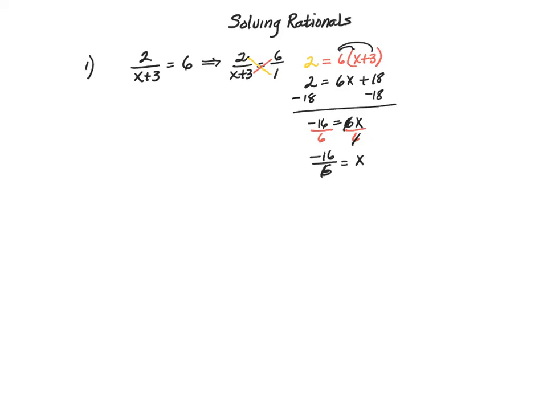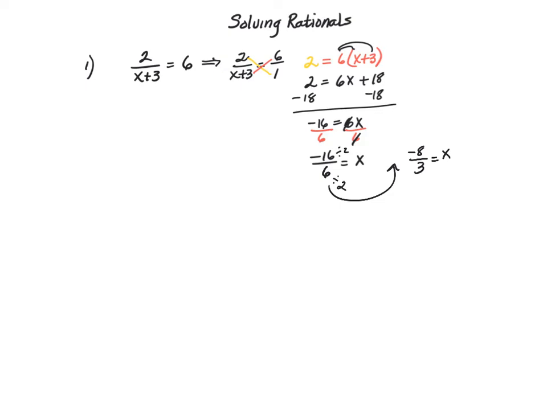Negative 16 over 6, we can all see, can very easily be reduced. Let me get rid of that and try again. So we got negative 16 over 6. I can divide my numerator and denominator here by 2. So 16 divided by 2 and 6 divided by 2. Next step is going to bring me over here to say negative 8 over 3 is equal to x.